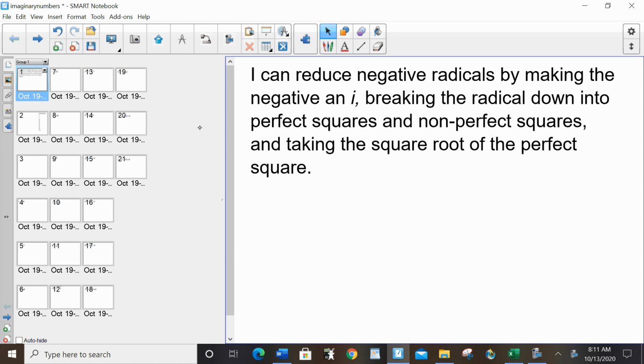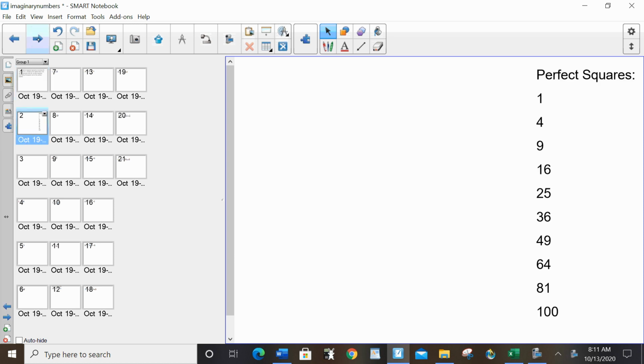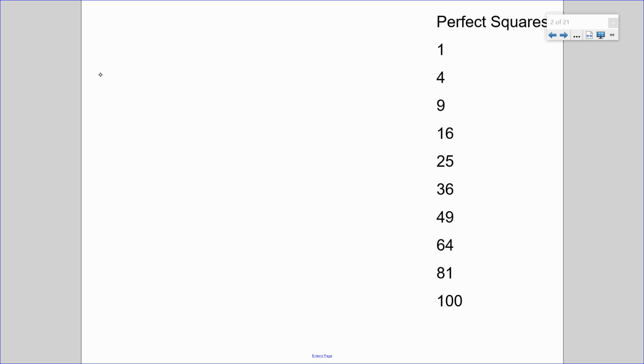So first off, we need to be familiar with our perfect squares. So I wrote out the list of perfect squares here for you. Let's talk about where these numbers are coming from. You end up with a perfect square when you're multiplying a number by itself. So 1 times 1 is 1. 2 times 2 is 4. 3 times 3 is 9. 4 times 4 is 16. And I think you get the point.